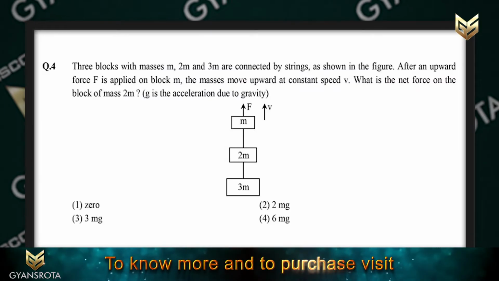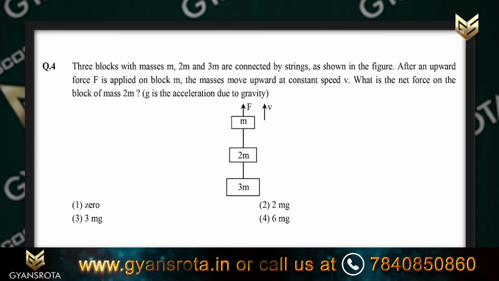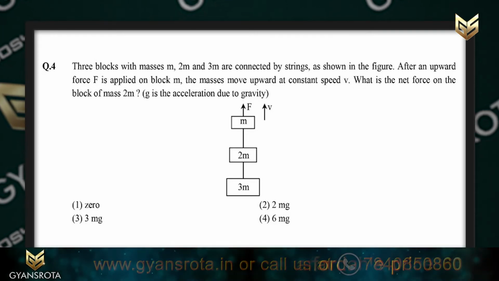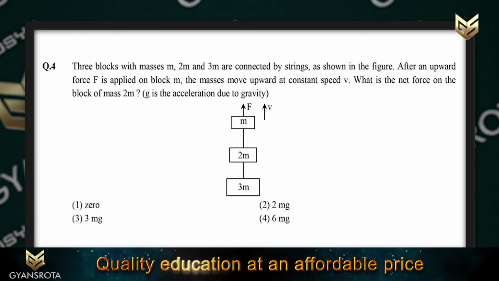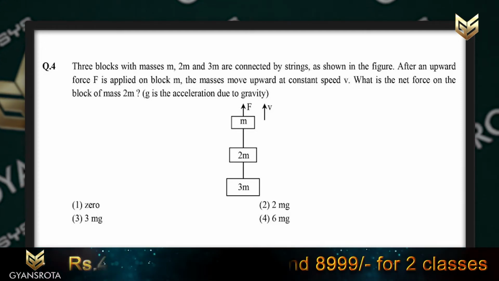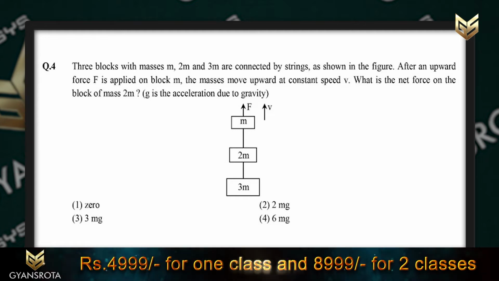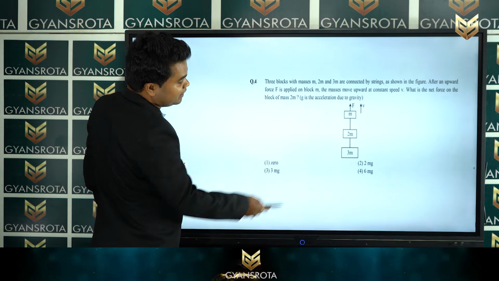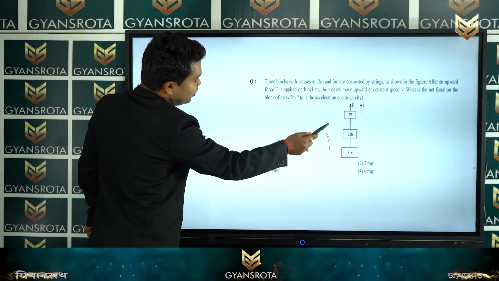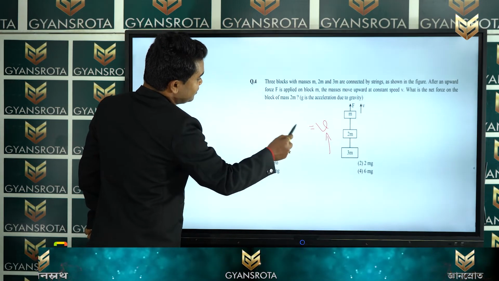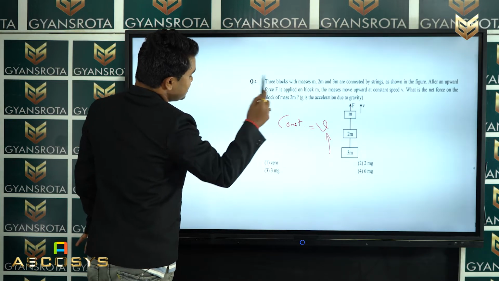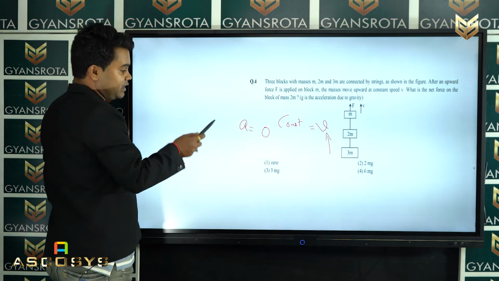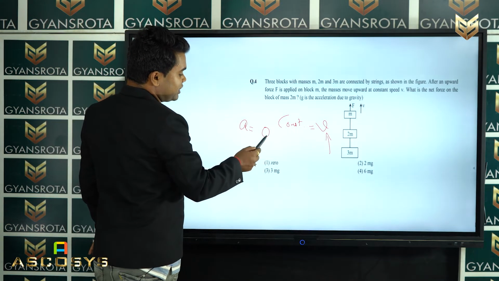3 blocks with masses m, twice m and 3m are connected by string as shown in the figure. After an upward force is applied on the block of mass m, the masses move upward at constant speed v. What is the net force on the block of mass twice m? So after a force F is applied, the body moves up at a constant velocity, which is nothing but constant. So if the velocity is constant, how much will the acceleration be? 0. Rate of change of velocity is acceleration. So if it is constant, the answer will be 0.